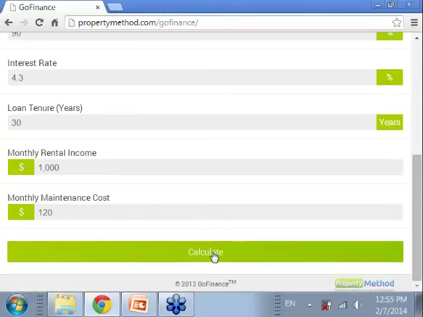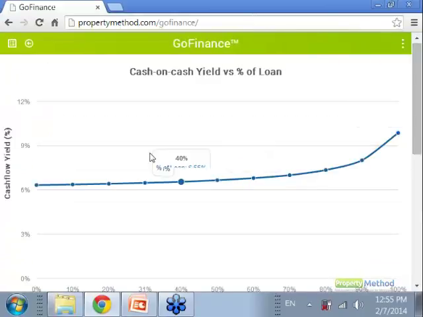Then you just click the calculate button. Immediately we will see the chart that shows us the property, whether it is worth financing, whether it is on the uptrend, and when we borrow more, whether the return is increased.